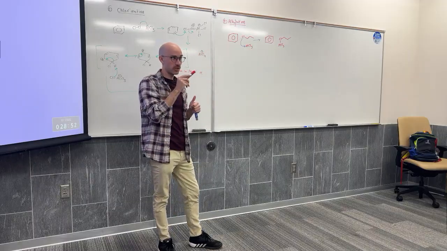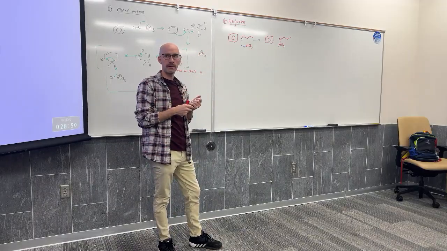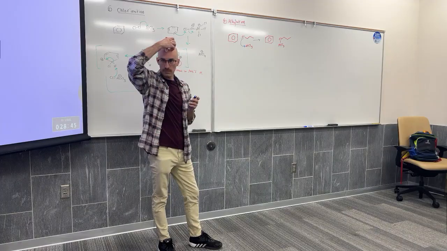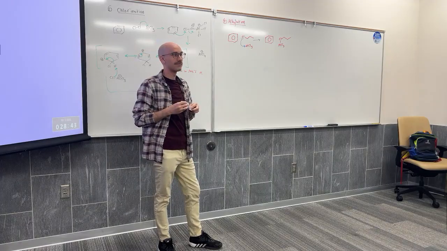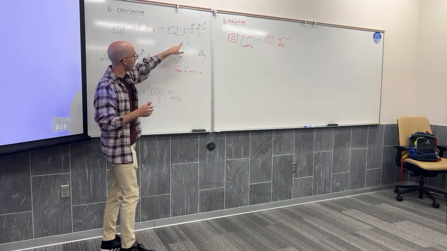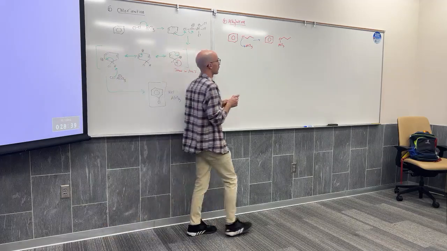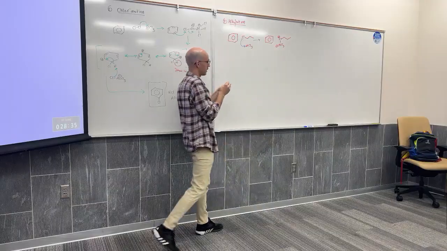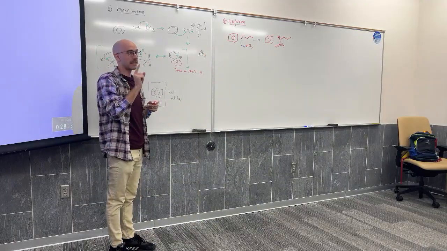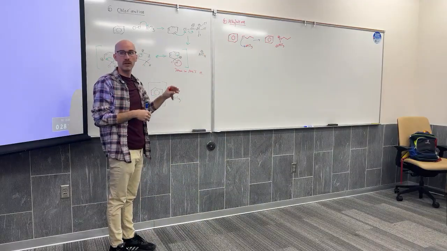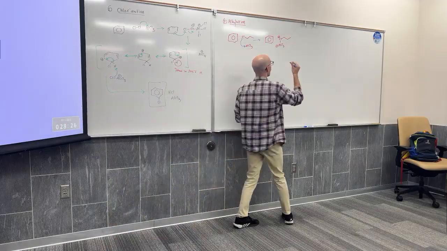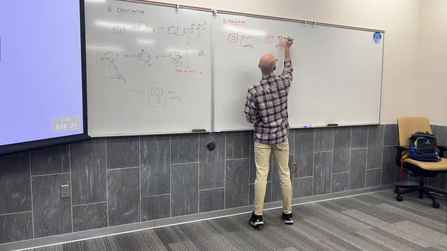Can you guys tell me what charges appear now? Positive chlorine and negative aluminum. Good. Same as here, right? Chlorine's got 2 bonds, positive. Aluminum's got 4, negative. Now here is a deviation from the chlorination and bromination mechanism. Chlorine will actually hop off.